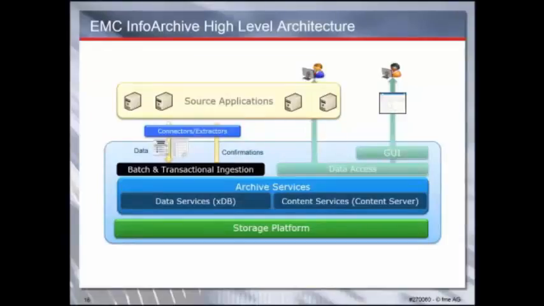And within that archiving services layer, EMC has the XDB data services engine and the content server for content, and then beneath that is the storage platform, which would be depending on the type of storage that you have in-house. That's where that layer of the architecture sits. So we can go to the next slide.